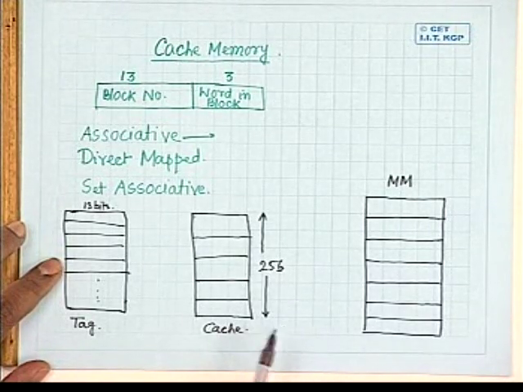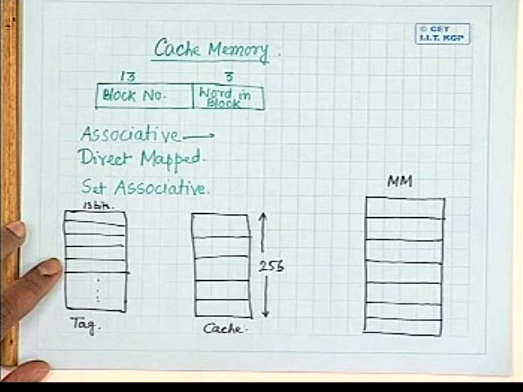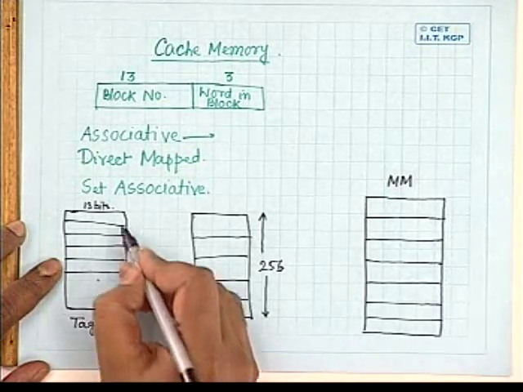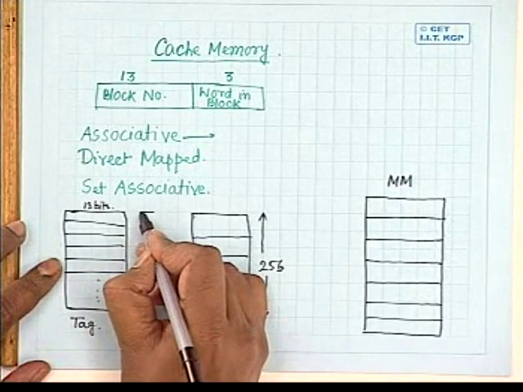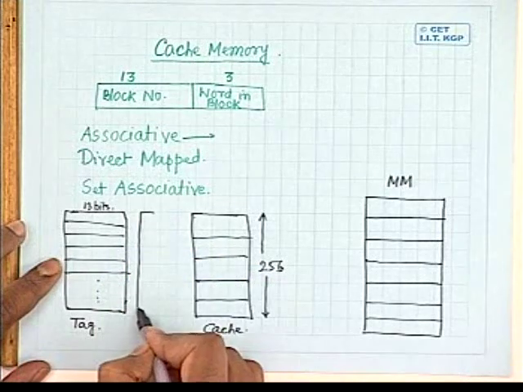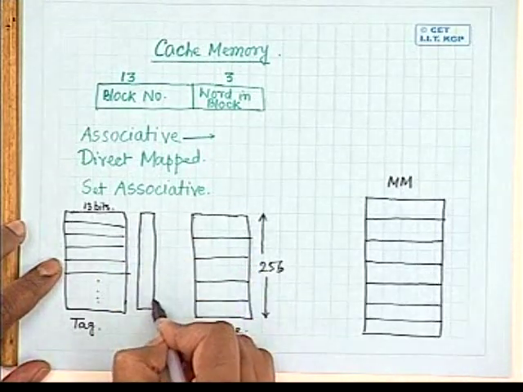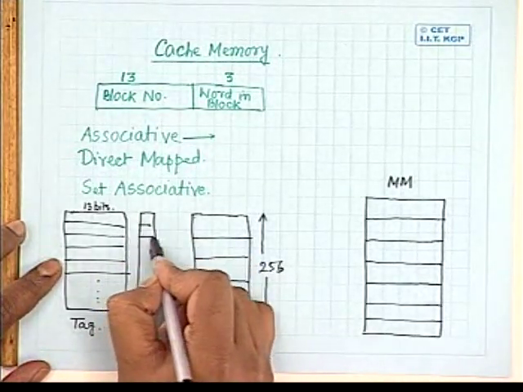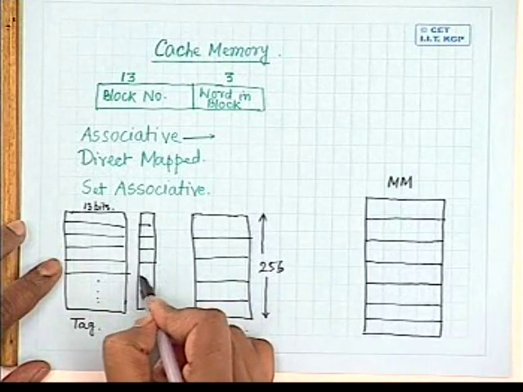Okay. And as we have seen in case of paged memory management, that corresponding to every entry in the page map table, I have to have a valid invalid bit. Similarly, in this case also, for every tag location, I also have a valid invalid bit, which indicates whether the corresponding cache entry is valid or it is invalid.